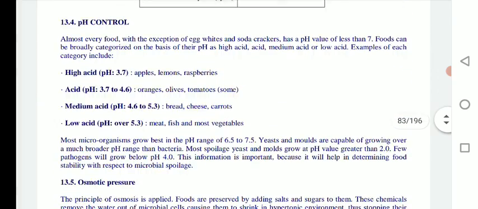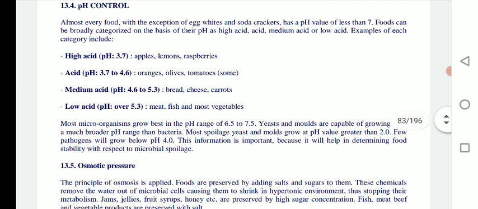Now pH control. We have seen that pH affects the growth of different kinds of microorganisms, and especially bacteria grow towards higher pH and up to lesser pH, while fungi need acidic pH for their normal growth, as do molds. In the case of bacteria, they require somewhat higher pH conditions.